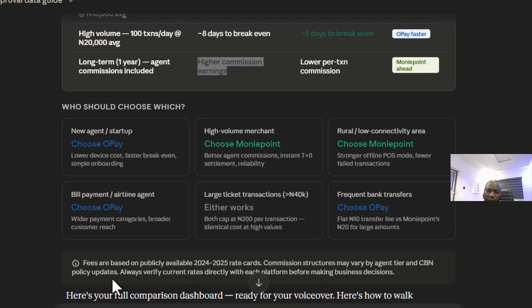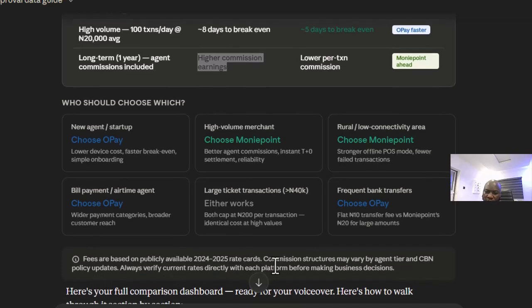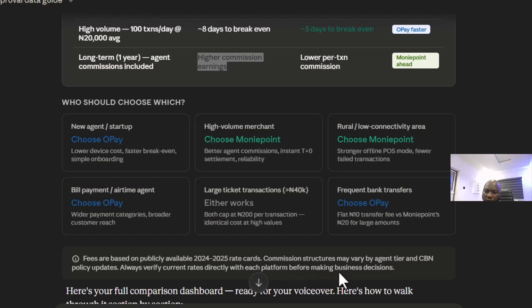So you can see fees are based on publicly available data of 2024-2025 cards. So commission structure may vary by agent, tiers, and CBN policy update. Always verify current rates directly with each platform before making a business decision.